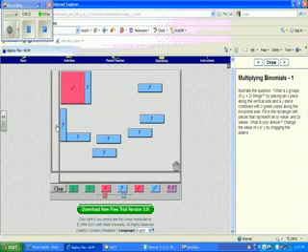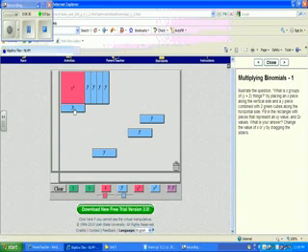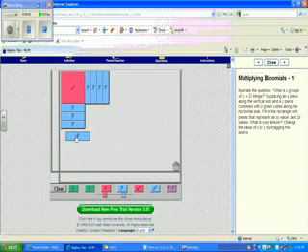So there's 1, 2, 3, 4. And then I just have to slide the other 4 underneath. Was everyone getting that part of the picture complete?